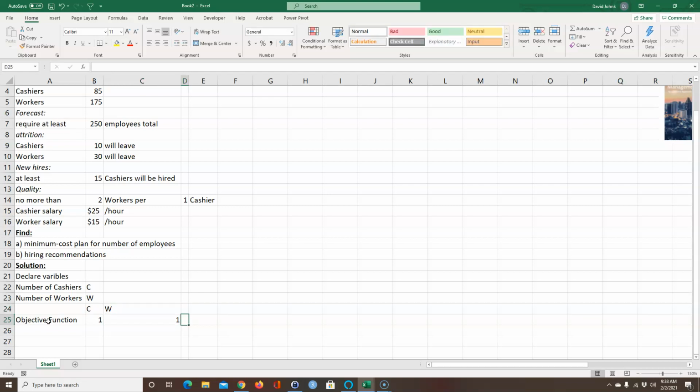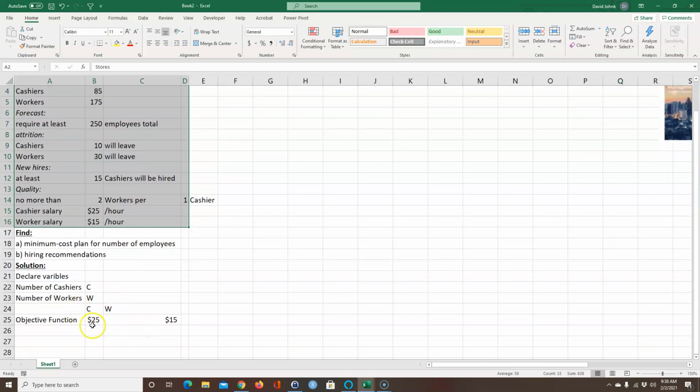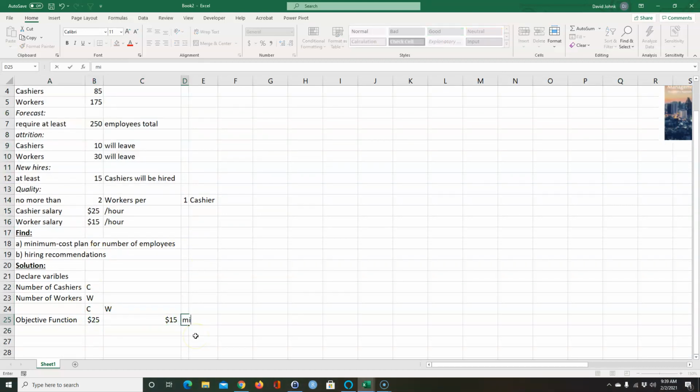Well, it's not 1, right? Well, let me do it this way. I'm sorry, I'm not awake this morning. Equals, the salary for the cashiers is 25, right? And then here equals the salary for the workers is 15. Now look, I'm actually relating it back to this, right? So if I go and change my assumptions, it's going to change things automatically down here. And so here we want to minimize this because this is salary, right? So this is a cost.